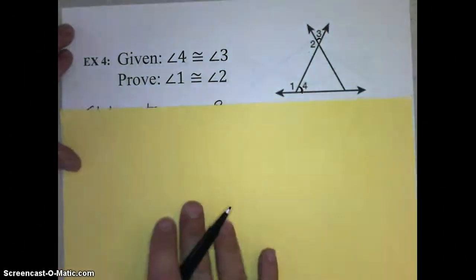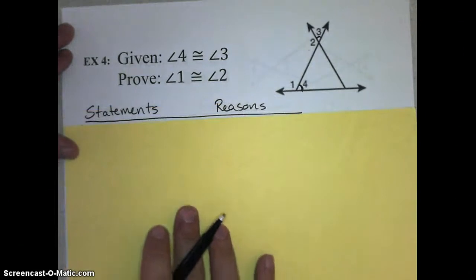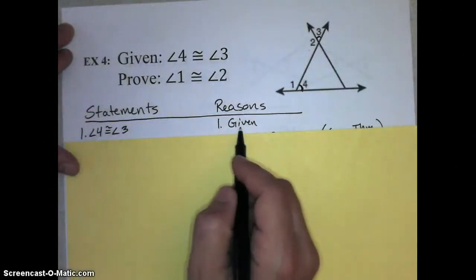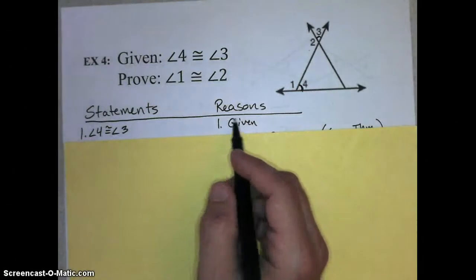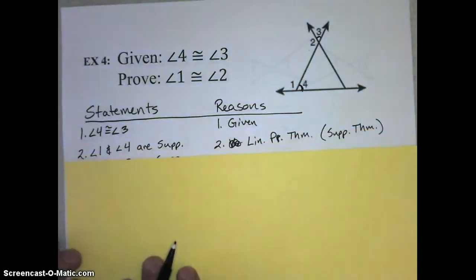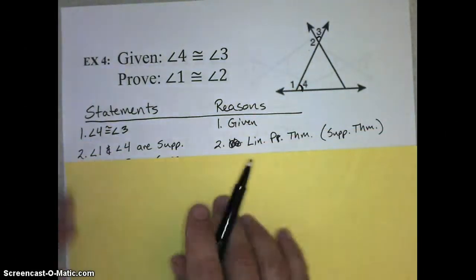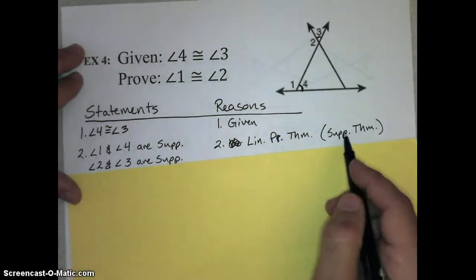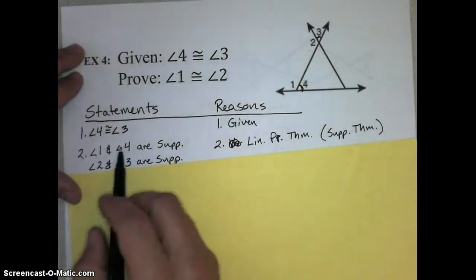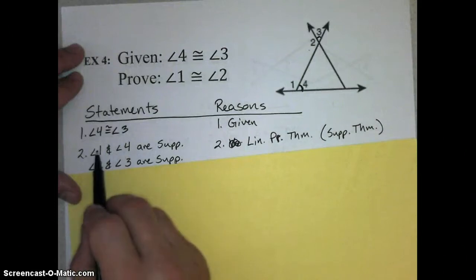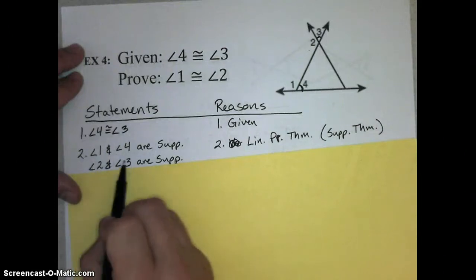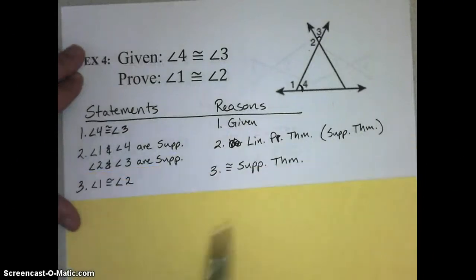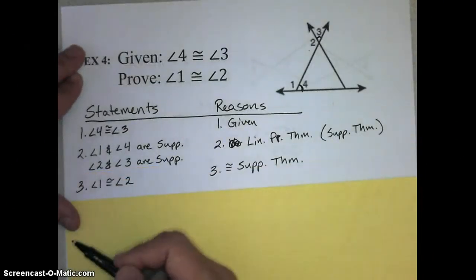So here's what we state. We start with our given. Angle 4 and angle 3 are congruent because it's given. And then we know angle 1 and angle 4 are supplementary, and 2 and 3 are supplementary by the linear pair theorem. And so what we've shown is that 1 is supplementary with 4 and 2 is supplementary with 3, which 3 and 4 are congruent angles. So by the congruent supplements theorem, angle 1 is congruent to angle 2.